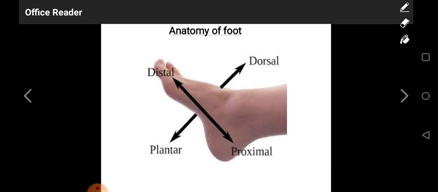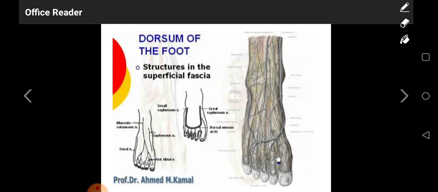Then the anatomy of the foot. Here we can see the two surfaces of the foot, that is the dorsum and the plantar. The proximal is close to the ankle, distal is away from the ankle. This is the dorsum of the foot.